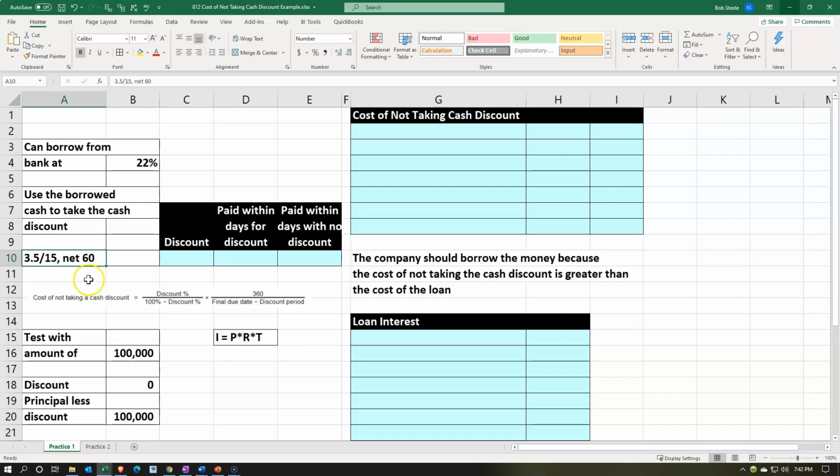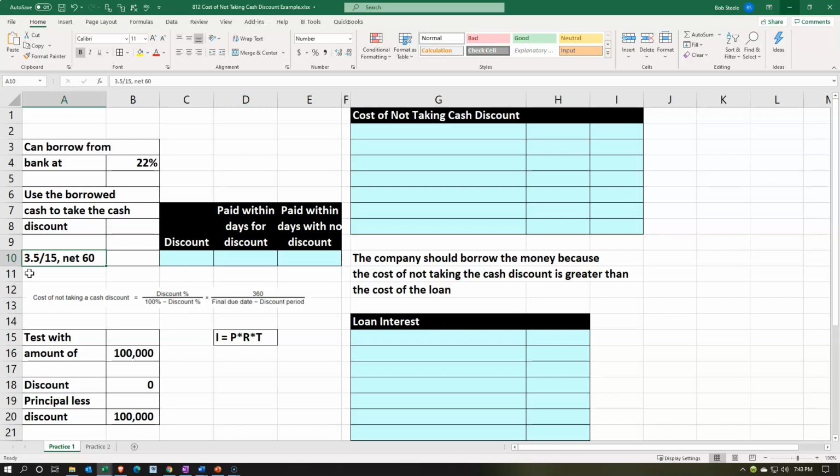So they are now telling us, hey, we'll give you a 3.5% discount if you pay within 15 days. Now, typically you would think that if we had the cash to pay within the 15 days, then generally that would be beneficial to do. It would be a benefit to do.